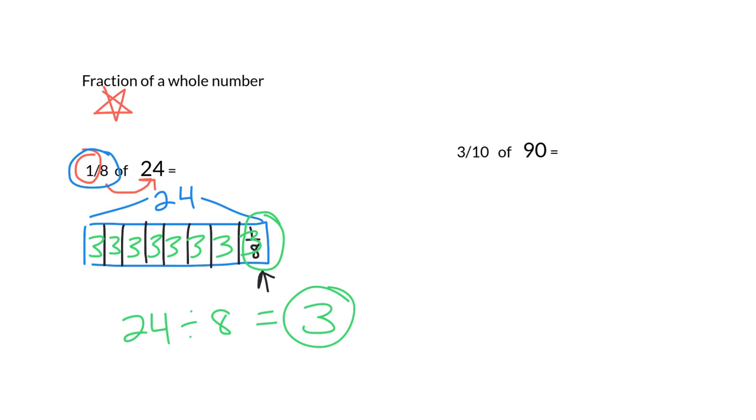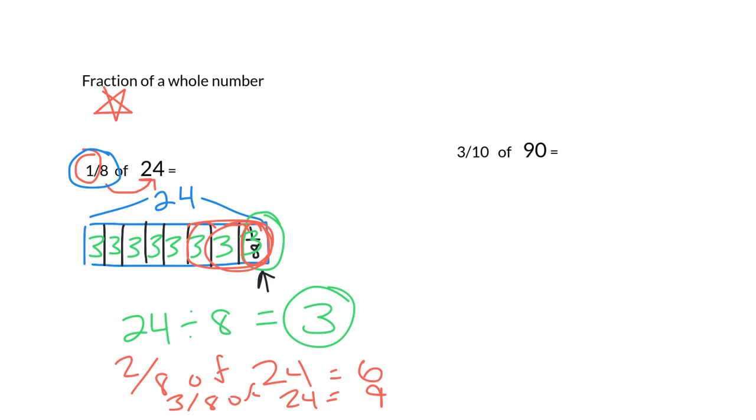Now think, in case you have a slide like this today, what if we instead wanted 2/8 of 24? What could we do with our bar modeling here? Well, instead of counting just 1 three, we could count 2, which would be equal to 6. Or we could count 3, which would be 3/8 of 24, equal to 9. And so on and so forth.